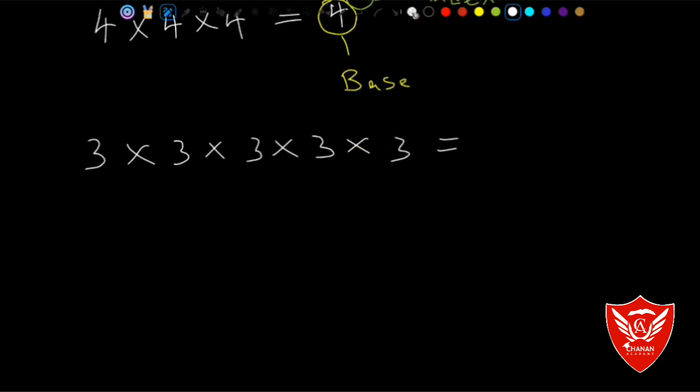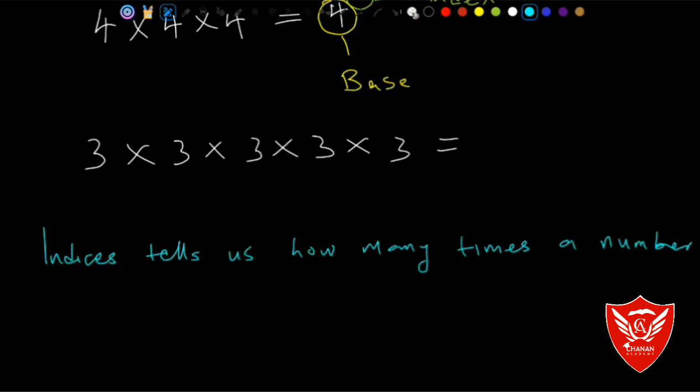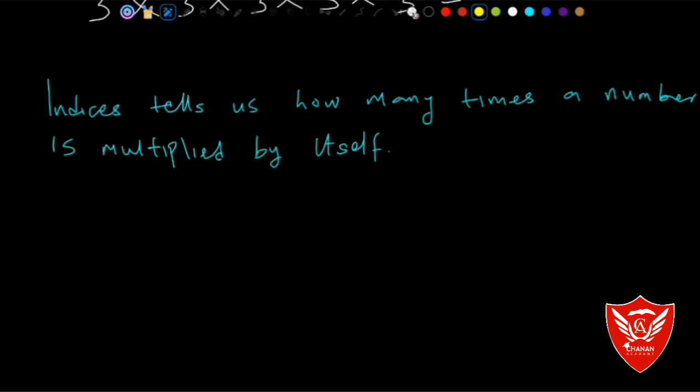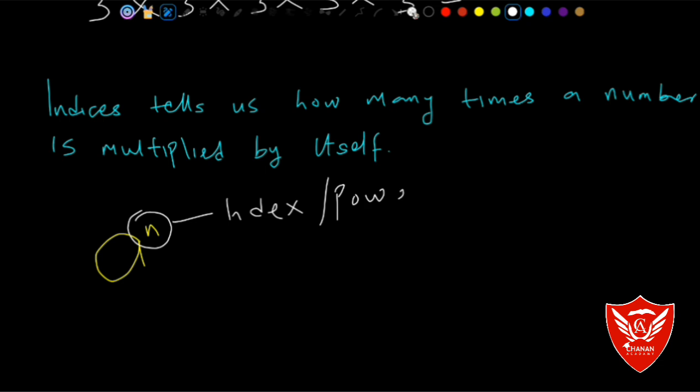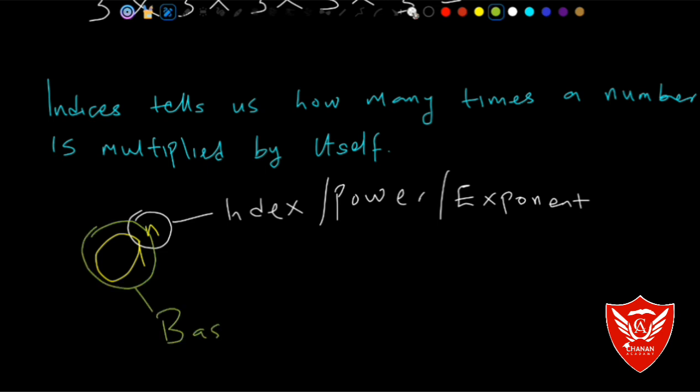Alright, so in short form, we can say indices tell us how many times a number is multiplied by itself. Don't forget, if we have a raised to the power of n, the n is known as the index. However, sometimes you can call it the power or the exponent. And then the a is the base.